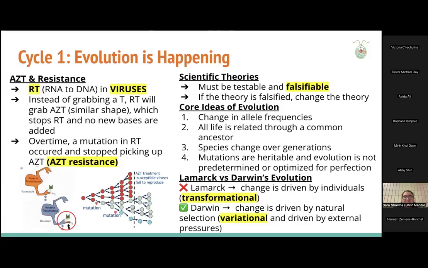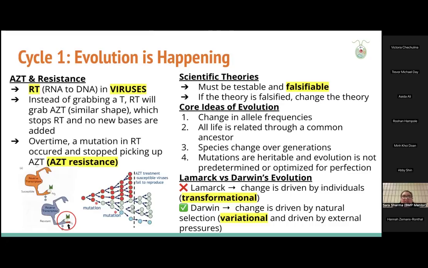original form. And then you guys kind of dove into another side of evolution, kind of just talking about theories in general. And scientific theories, they all need to be testable and they all need to be falsifiable. And if the theory is falsified, then you need to change your theory. And then this is completely different, but let's talk about evolution. So here are four core ideas of evolution.